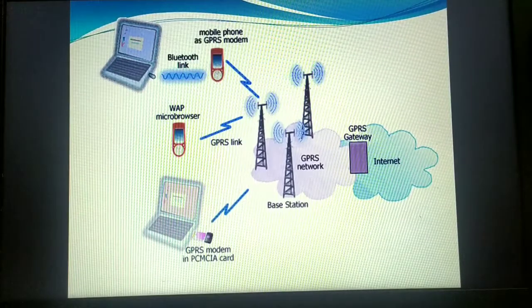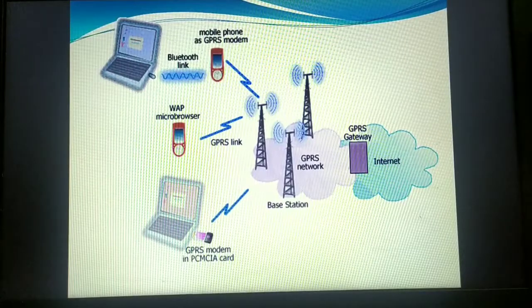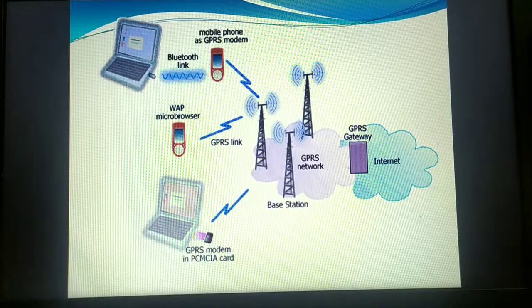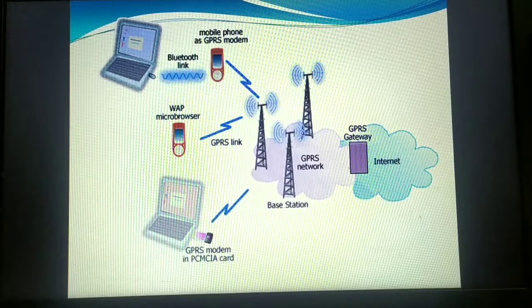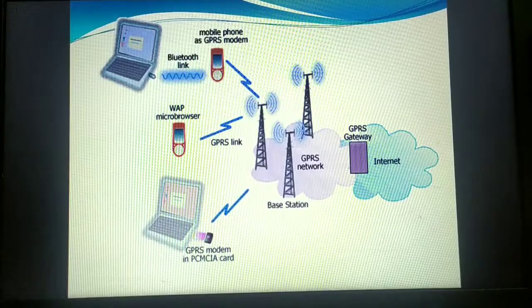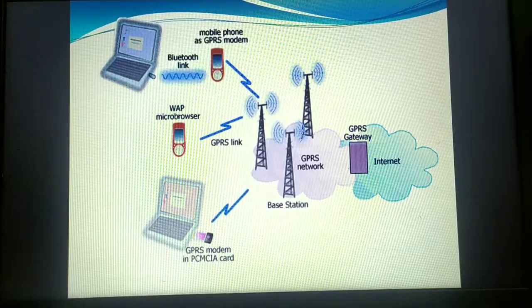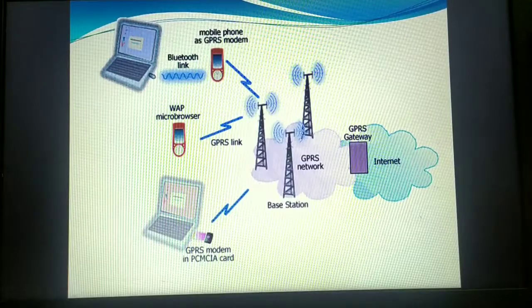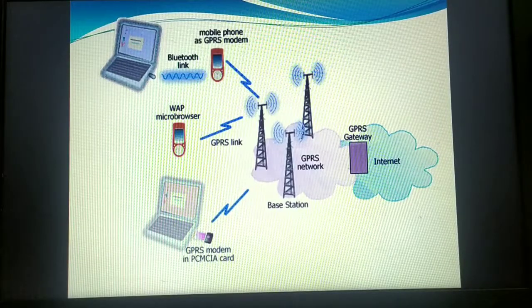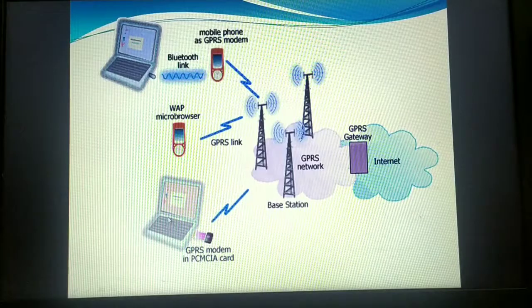GPRS stands for General Packet Radio Service. Usually most people get confused between GPRS and GPS. GPS is the Global Positioning System that helps you find the location of users, whereas GPRS is a technology that helps users connect to the internet. Here you can see a laptop using a GPRS modem that is helping it connect to the internet.